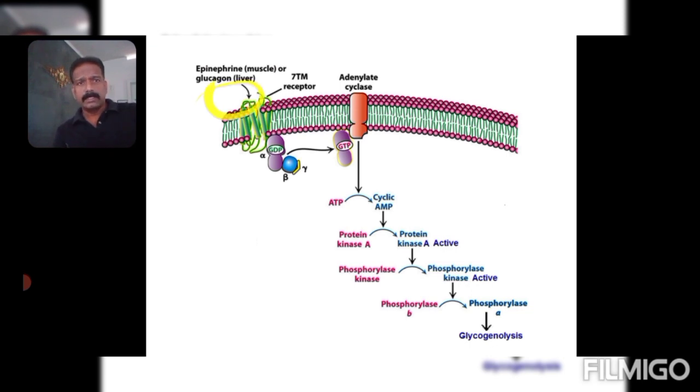You can see here the epinephrine or glucagon, the 7 transmembrane receptor complex, the G protein here. The adenylate cyclase is activated so as to give cyclic AMP, and cyclic AMP actually induces a series of cascade reactions. So finally here, this is an example. This example is given for that of glycogenolysis.